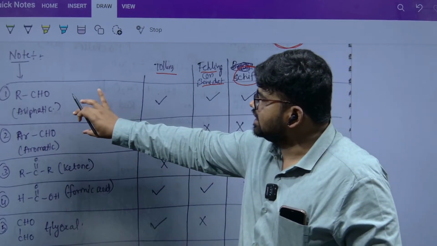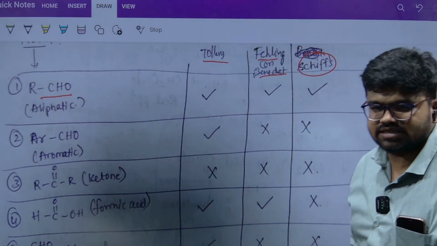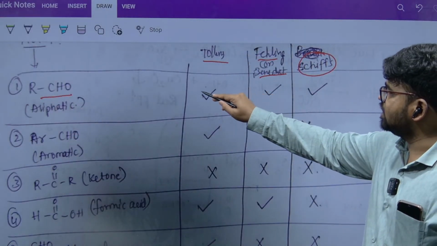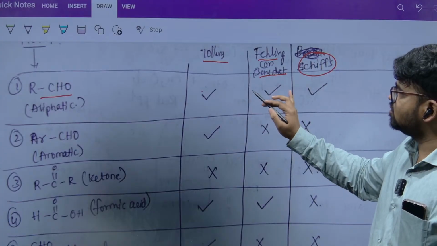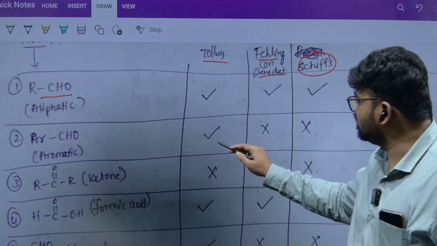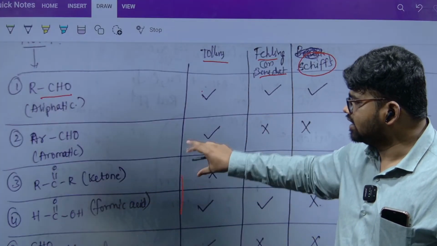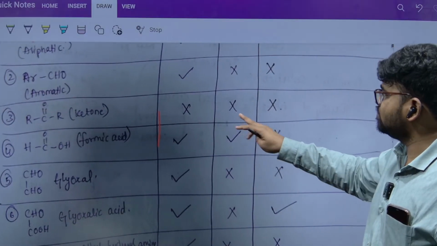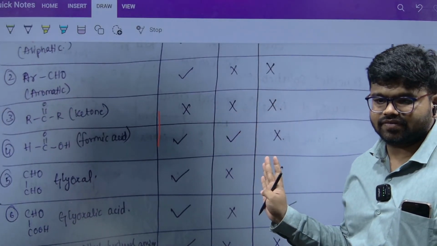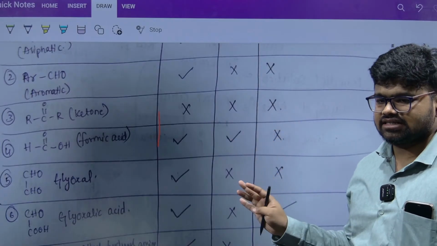This particular test will be given by, see, here a simple aldehyde will give all three tests: Tollens, Fehling's and Schiff's test. Whereas aromatic CHO can give only Tollens test. Right? That you have to remember. Ketones cannot give these three tests, only simple ketones like that. Ketones cannot give. In the exceptional cases, I will be telling you.